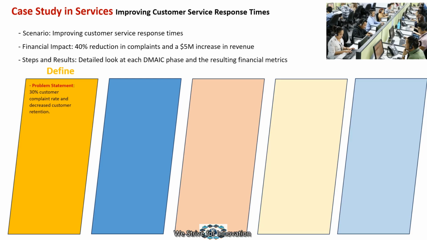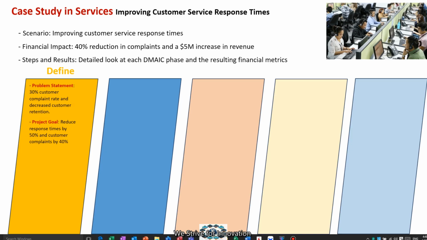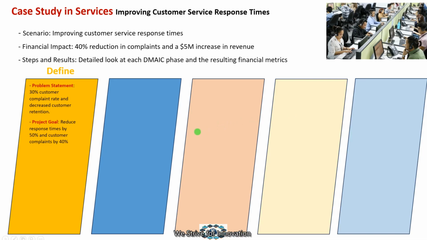What's the project goal here? We want to reduce response times by 50% and customer complaints by 40%, which will aim to increase customer lifetime value and will contribute an additional 5 million in annual revenue. Now, what will be the stakeholders' involvement here? That's very important, because they are part of the deal. Who will you engage? You will engage customer service reps, IT support, the management team, and the marketing department.